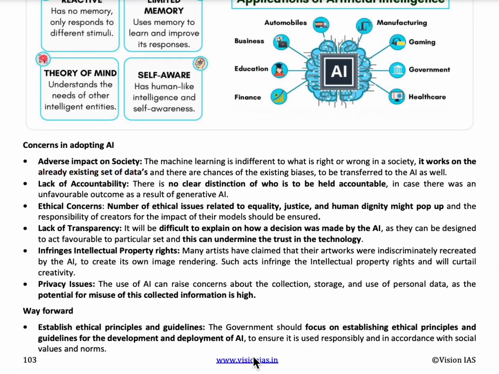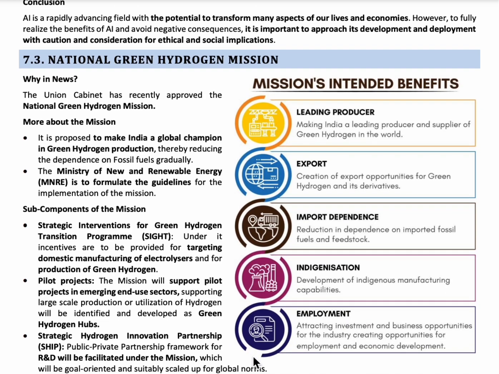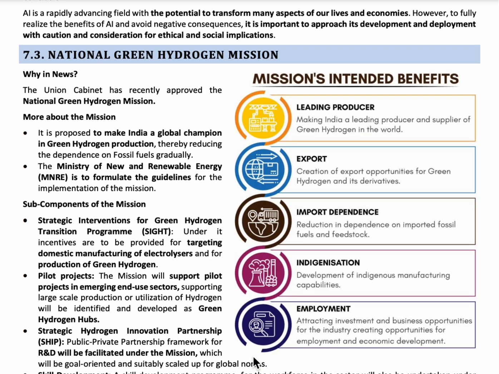Next topic is National Green Hydrogen Mission. So, this mission aims to generate 5 million megatons of green hydrogen by 2030. So, it is launched under the Ministry of New and Renewable Energy.